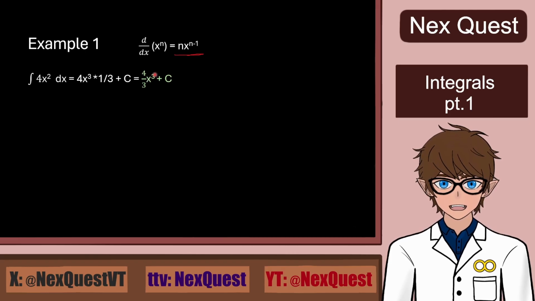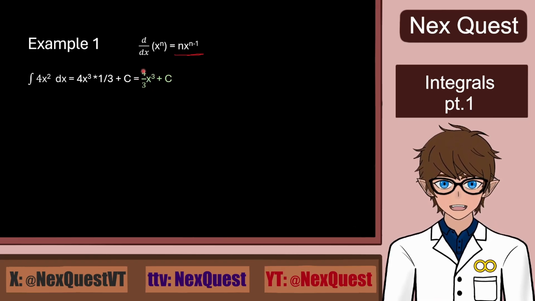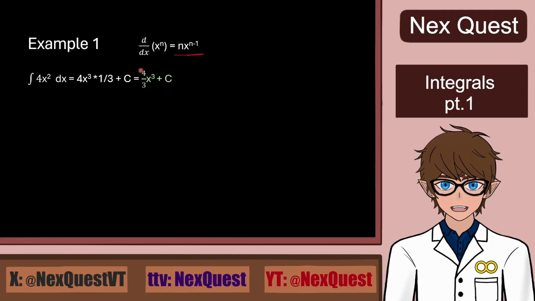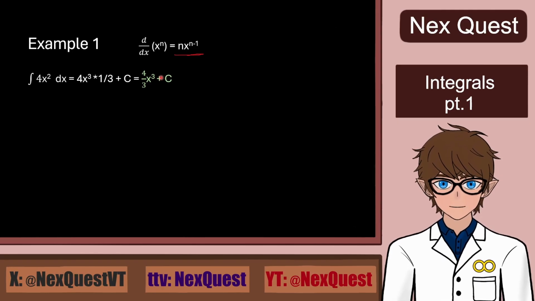So we have x to the power of 2. And then we multiply by the 3. So we have 4 times 3 divided by 3. 3 cancels out. It's 4 times x to the power of 2. And the constant, since it doesn't have the variable, disappears. So yes, this is correct.